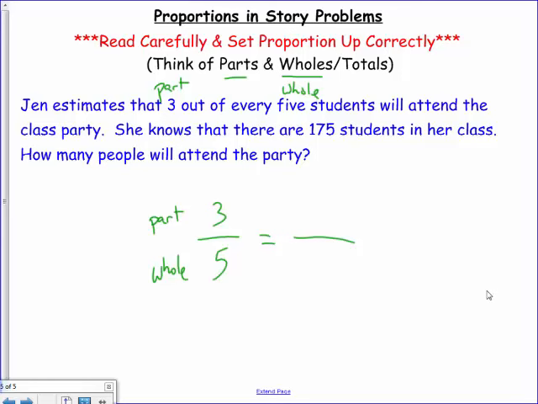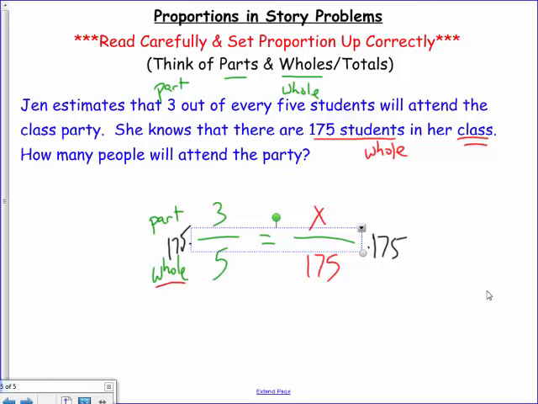So now it says she knows that there's 175 students. So where does that 175 go? Is that the part or the whole? Well, that's in her entire class, so that is the whole or the total. So that has to go what? On the bottom here. So 175 must go on the bottom. So now I know I don't know the top, so I just give it a variable. I'll just give it x, and now you can solve however you'd like. If you do it algebraically, you can just multiply by 175 on both sides. If you like the cross product, I could take 5 times x, which is 5x, and set it equal to 3 times 175, 525. So either way works just fine.